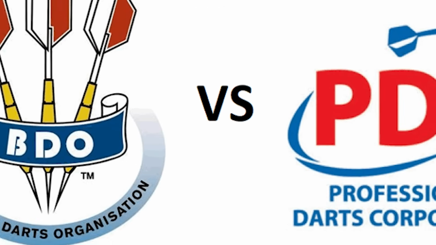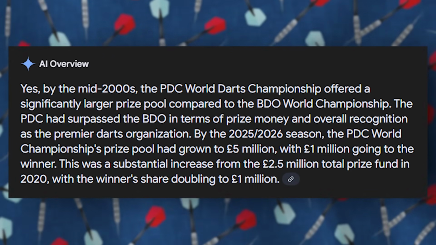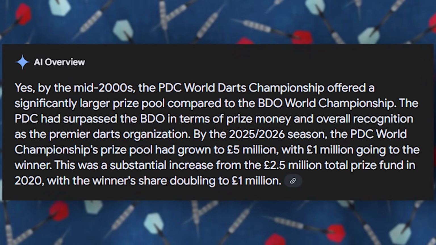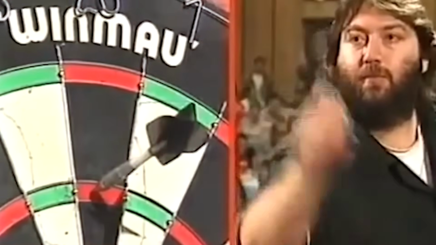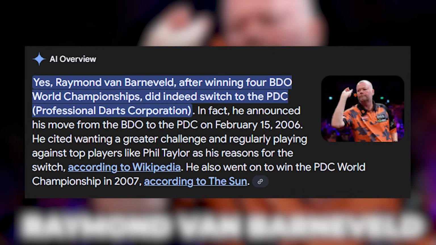Financially, the gap between the two organizations widened. PDC prize money increased significantly year over year. By the mid-2000s, the PDC World Championship offered more than double the prize pool of the BDO equivalent. This attracted elite players from the BDO, including Raymond van Barneveld, who switched codes in 2006 after winning 4 BDO world titles.